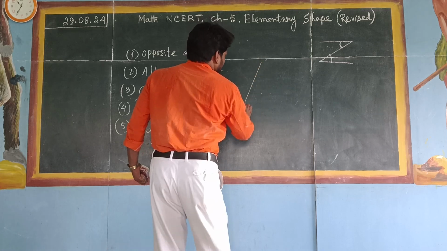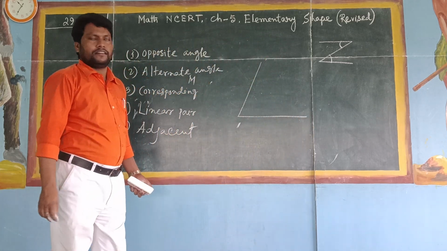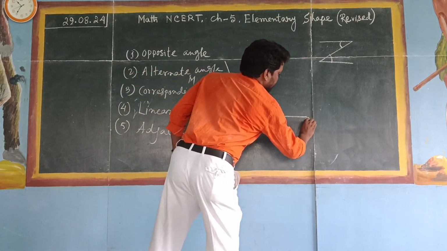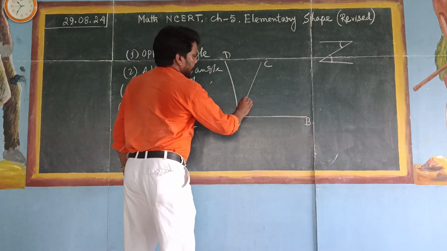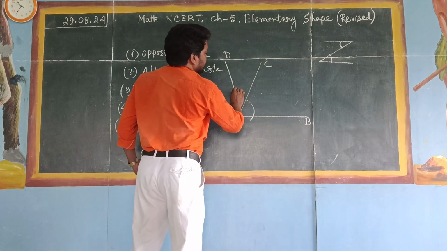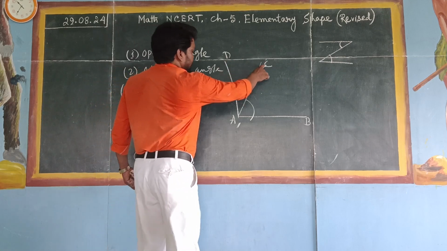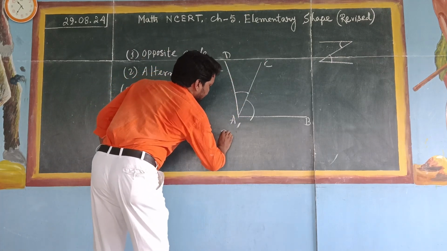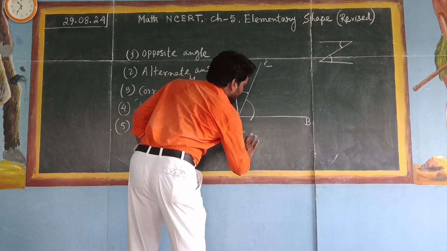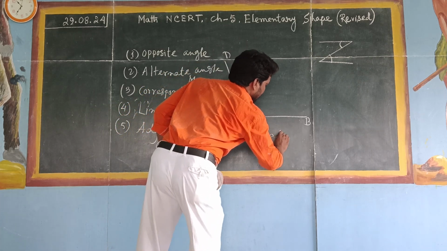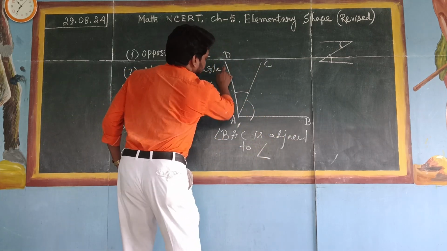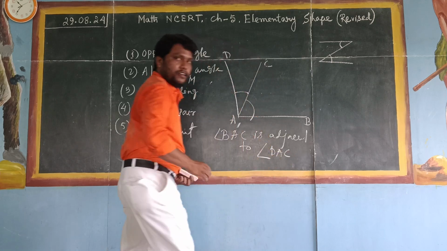Now look. Suppose this is an angle. A, B, C, D. Now, angle CAB or BAC is adjacent to CAD. BAC is adjacent, not equal, to angle CAD or DAC.